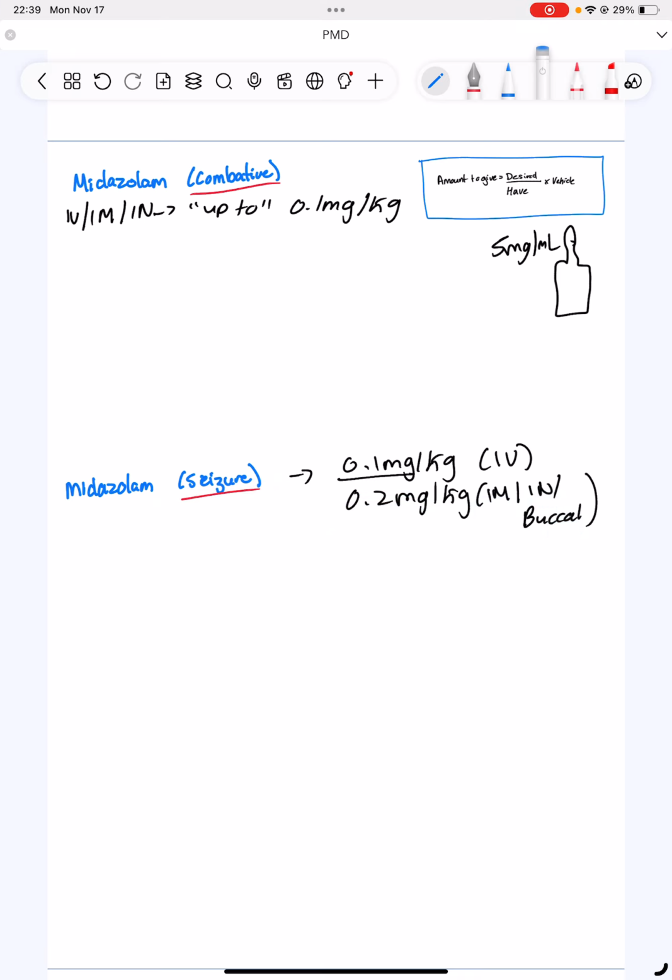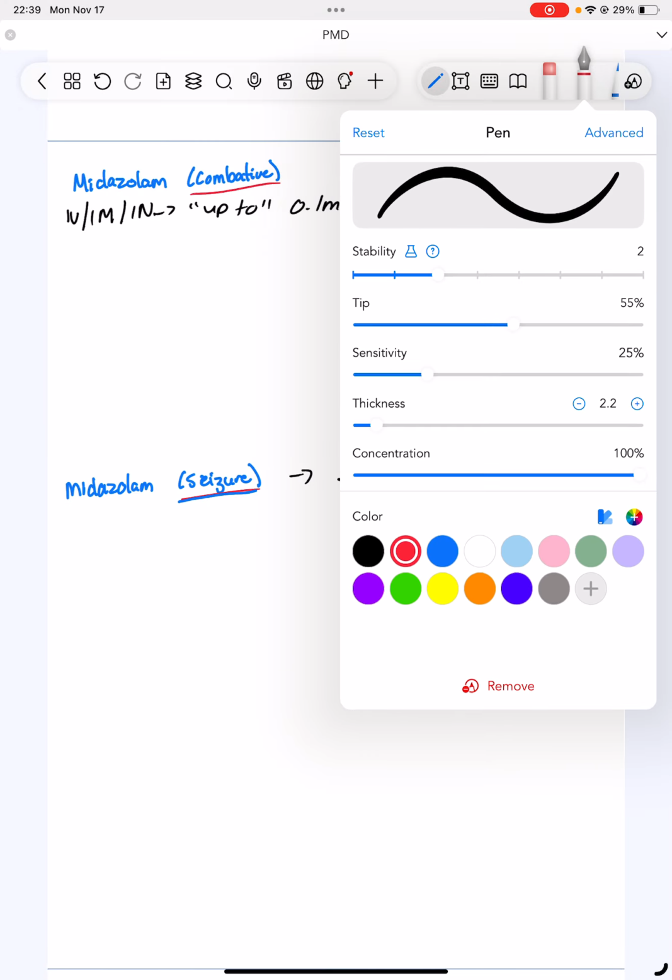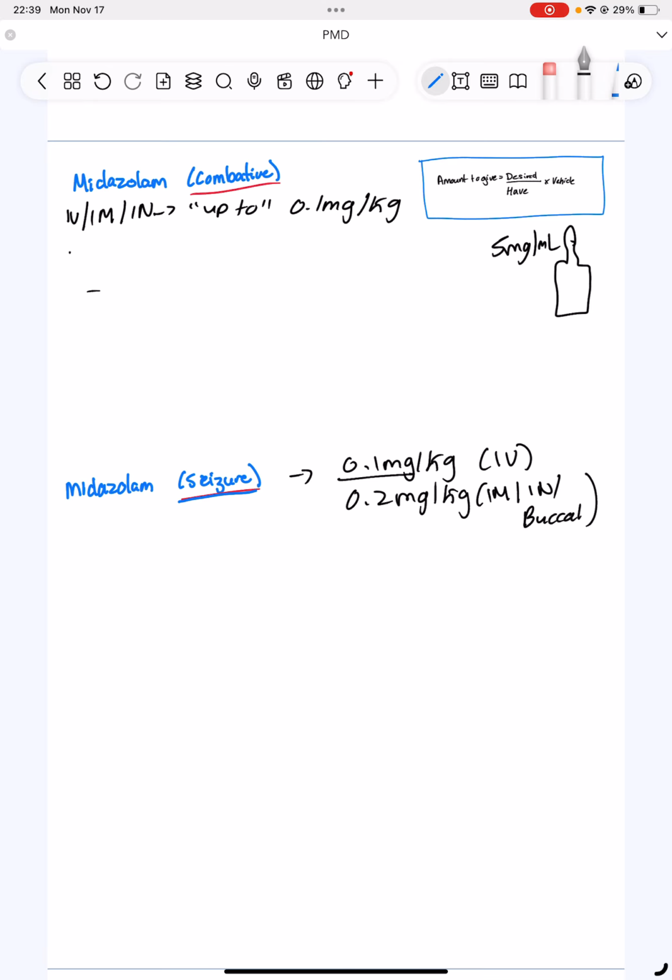So we've just got a lot of dosages. So just make sure that you maybe encourage your ACP to pump the brakes and make sure they know what dosage range they're working with. So up to combative, let's say we've got a 50 kilogram patient and they're being violent. Okay. Midazolam comes in 5 milligrams per milliliter, which is super nice. So let's figure out our dose.